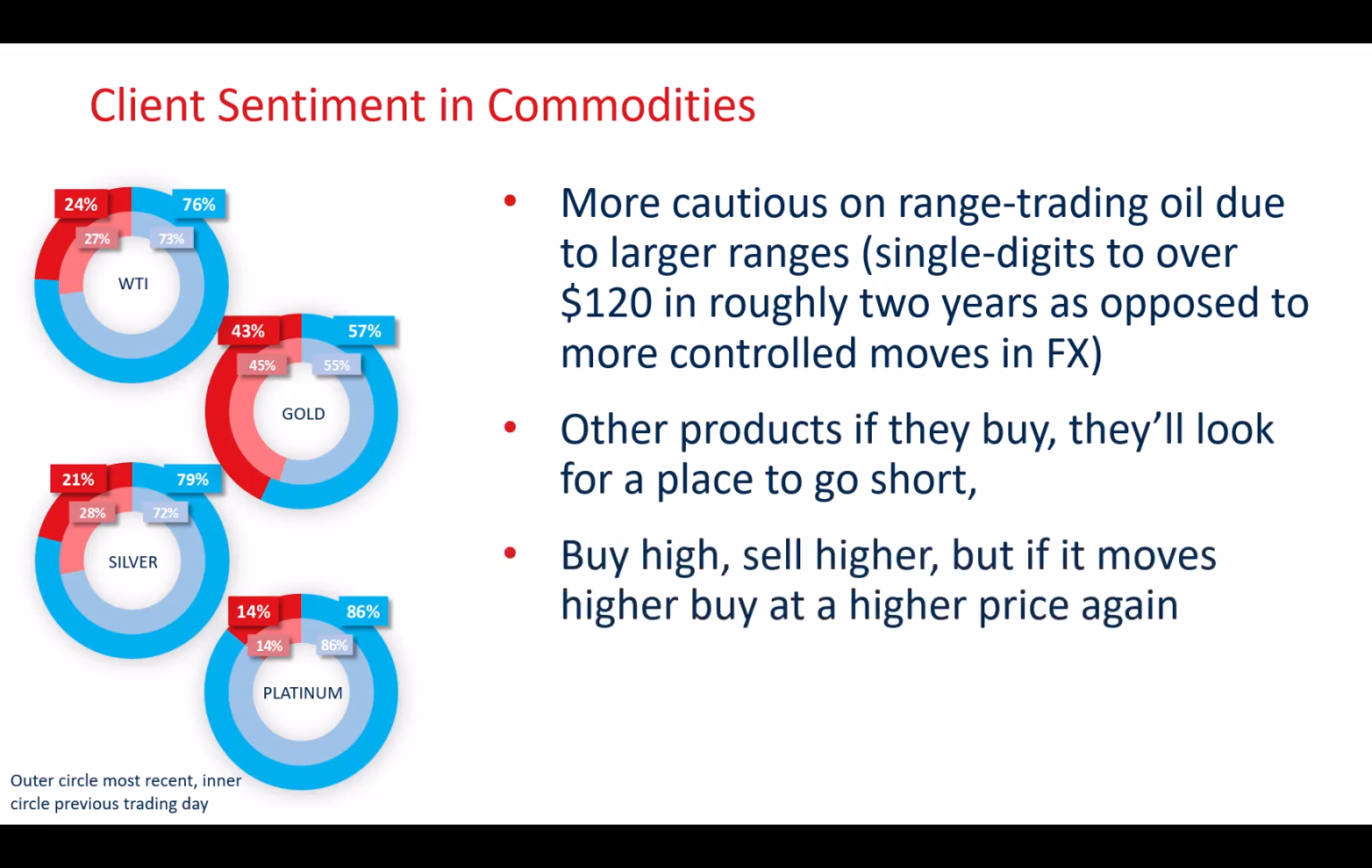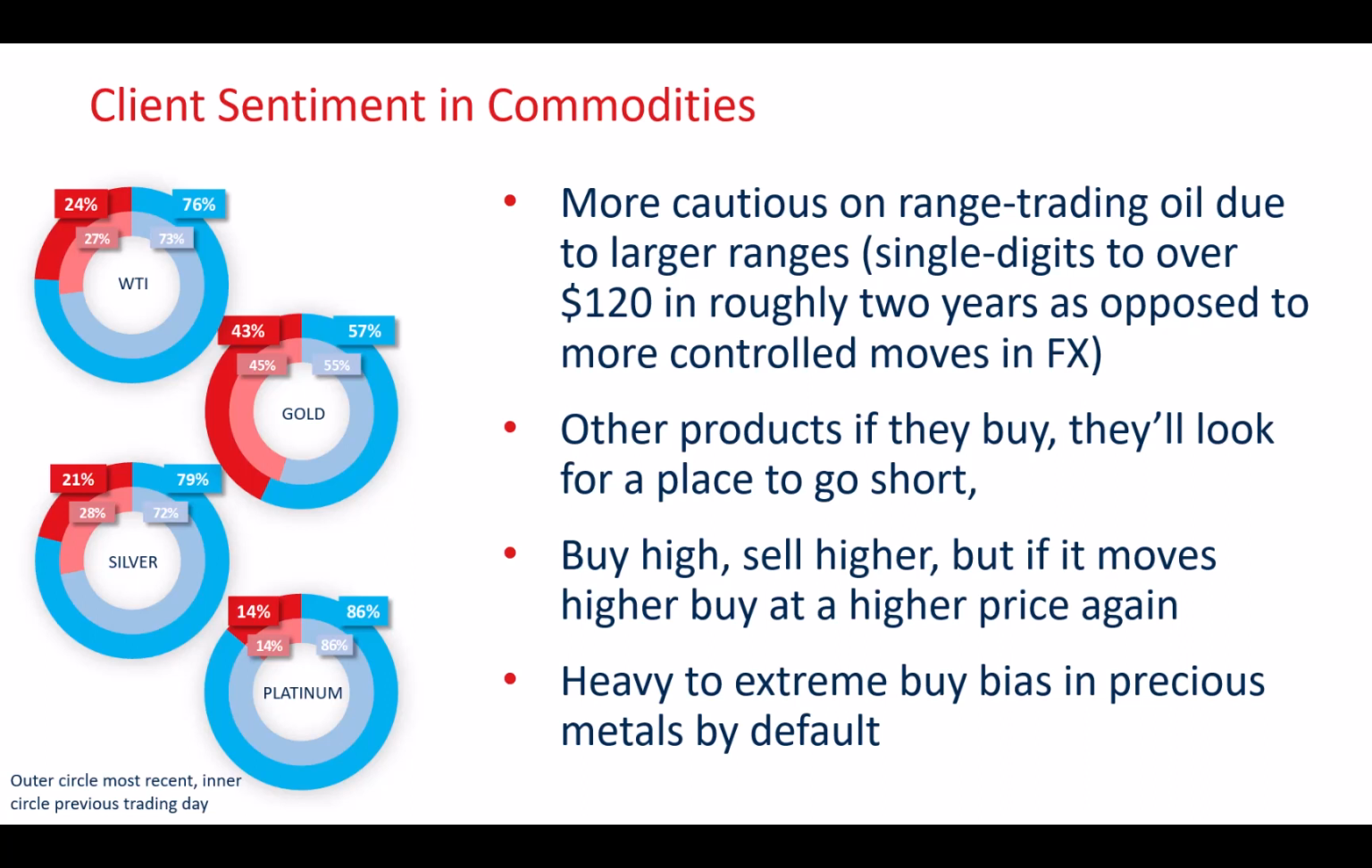But when it comes to precious metals, gold in particular, you buy high, sell higher, but if it moves even higher, buy at an even higher price again and look to sell. They're generally not looking to initiate sell positions. That has been the general rule. We have been starting to see exceptions because we're reaching record highs or we're getting towards the highs. So in general, we're looking at heavy to extreme buys in precious metals by default.